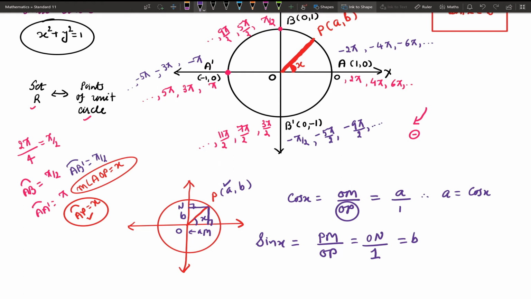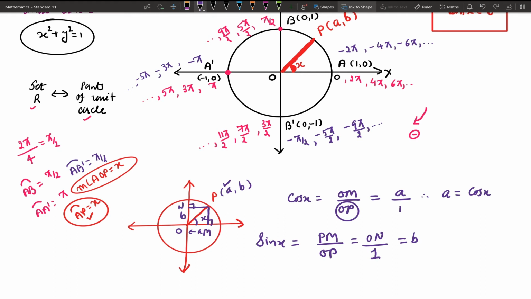Here we define it for a point of the unit circle (a, b). For the real number x in radians, the corresponding point of the unit circle is P (a, b), then cos x equals a and sin x equals b. So from the real number x you have to identify the point of the unit circle. For the cos function you have to observe the x coordinate, and for the sin function you have to observe the y coordinate.